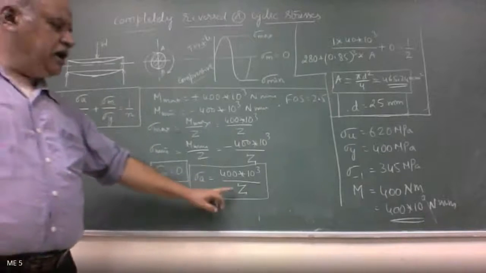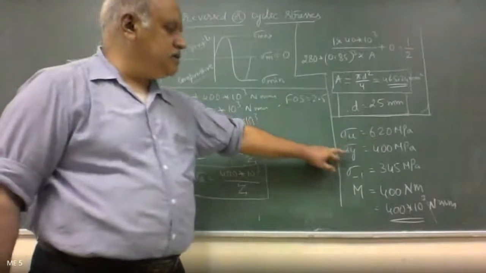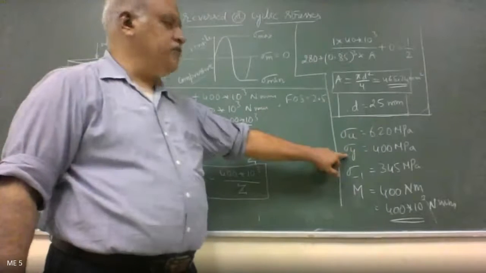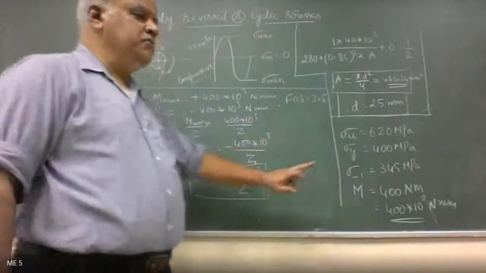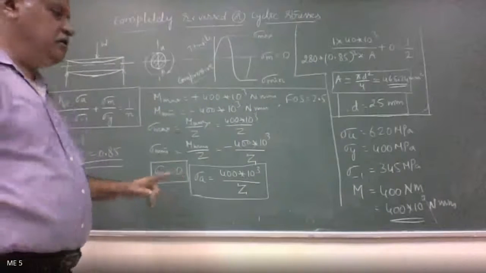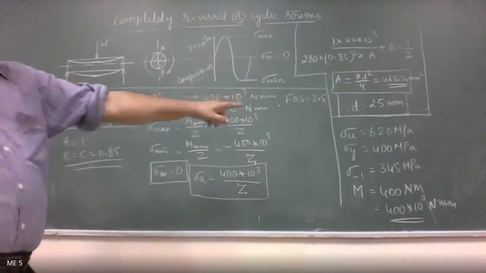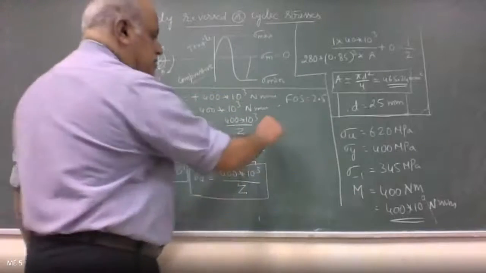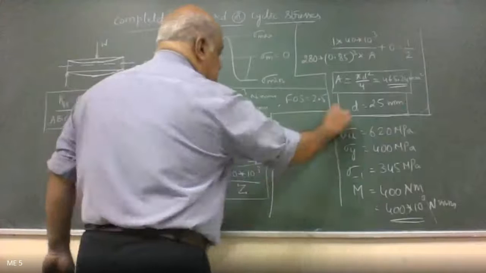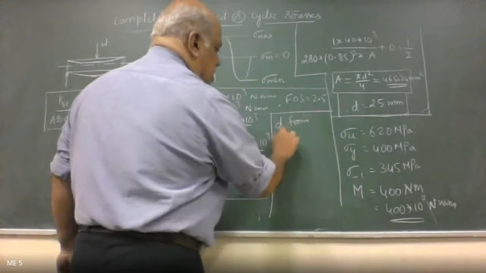Since you are given both ultimate stress and yield stress, you have to find out the diameter using both Soderberg relation and the Goodman's relation. For Goodman's relation, replace yield stress by ultimate stress. Get me the diameter from Goodman and Soderberg. Okay, solve this problem and give me the value.